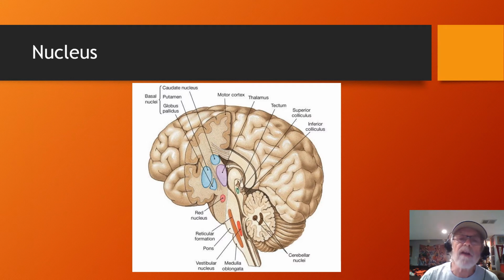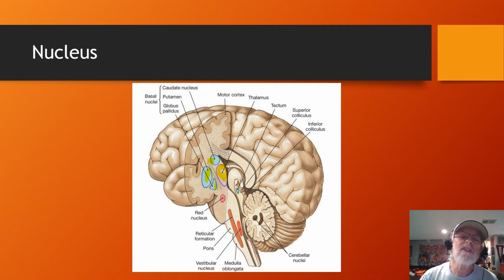If I look at a diagram, this is like a cross section of the brain. They've actually cut it out of the brain right here. This would be the occipital lobe, here would be the frontal lobe, here would be the temporal lobe, and the parietal lobe would be in here. Within the brain there are these areas of collections of cell bodies, in multiple areas.